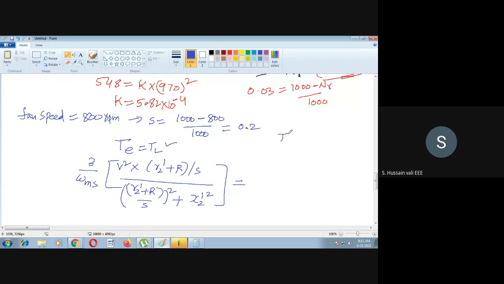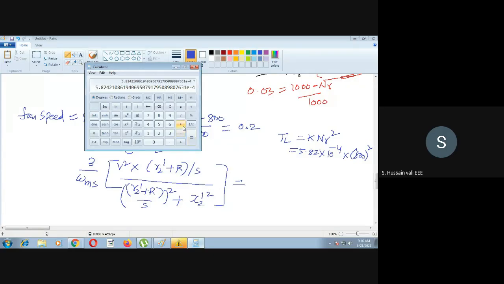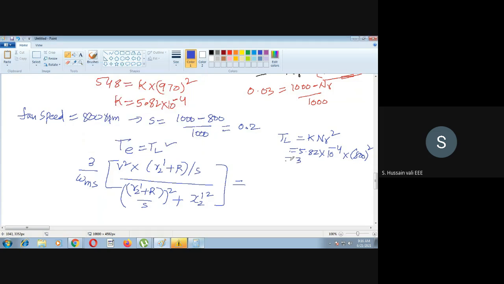Now, what is the load torque? Now we'll recall. Load torque is equal to K into NR square. What is K? We found out 5.82 into 10 power minus 4 into NR square. What is NR this time? 800 RPM. So 800 square. Okay. So multiply with 2 times, you have to multiply. Then you will get 372. So approximately you will get 372. So we will put 372 here.